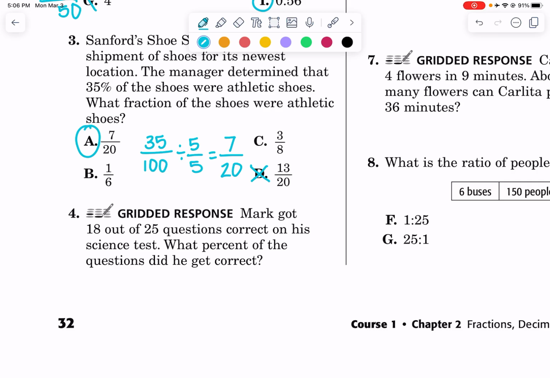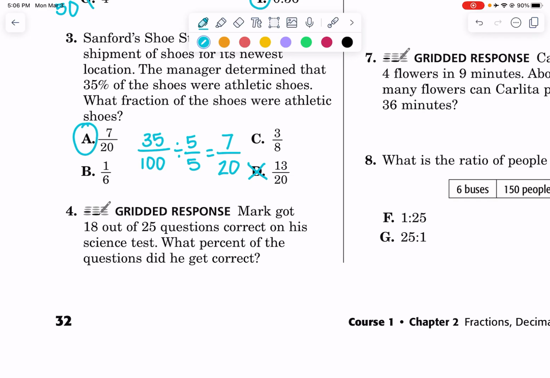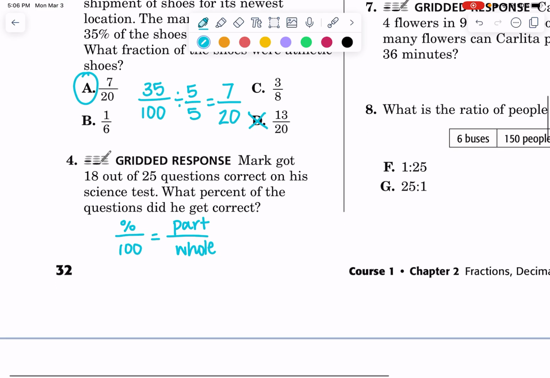Number 4, Mark got 18 out of 25 questions correct on his science test. What percent of the questions did he get correct? So this is, again, going to be our percent proportion. Percent over 100 equals part over whole. So this time we don't have a percent. We're not sure what the percent is.